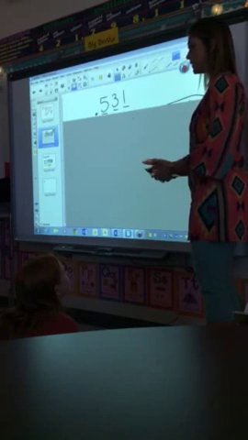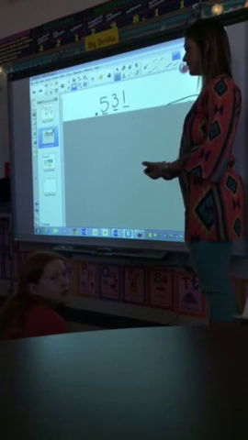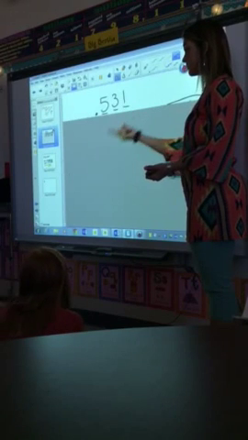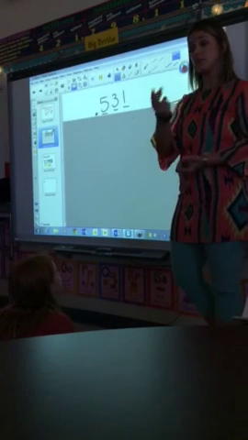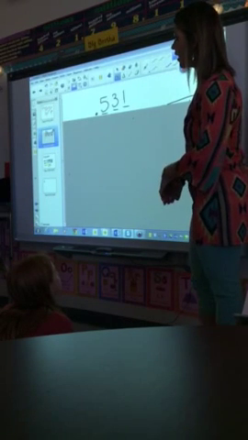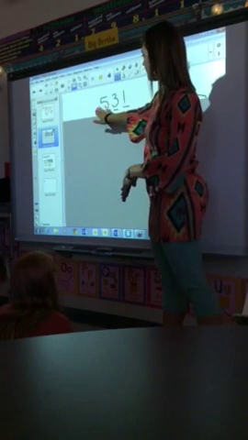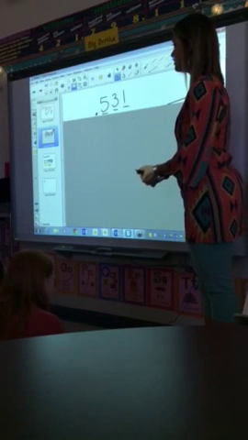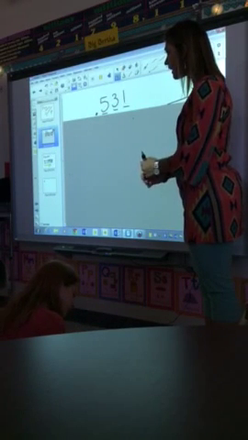What other forms can we see numbers in? Give me one, Gabby. Expanded form. And another one, Tian. Word form. Word form. Excellent. So starting off, how can I put 0.531 into expanded form?